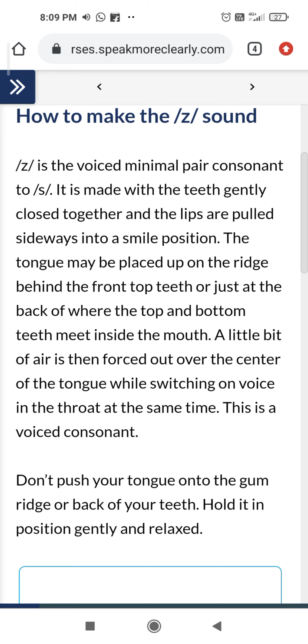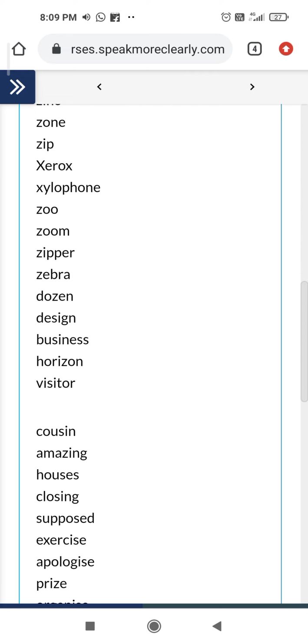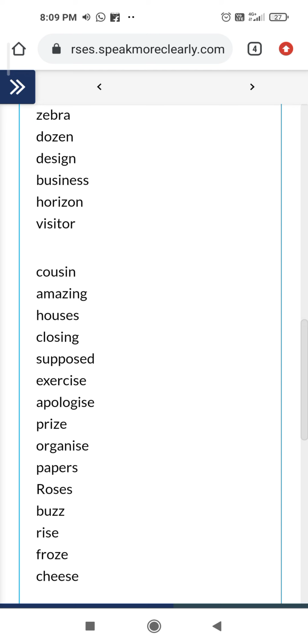Zinc, zone, zip, Xerox, xylophone, zoo, zoom, zipper, zebra, dozen, design, business, horizon, visitor, cousin.